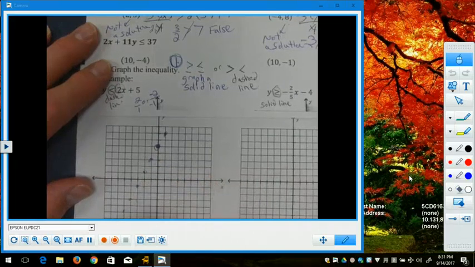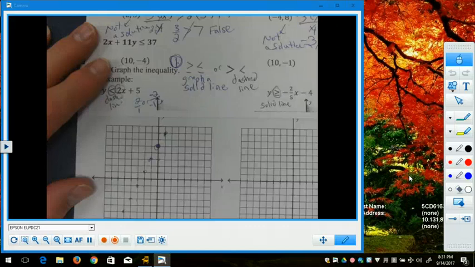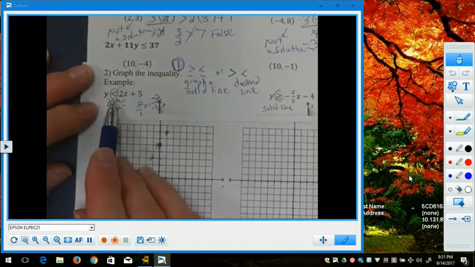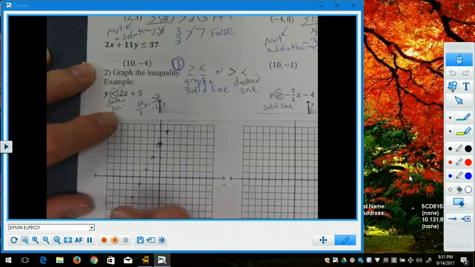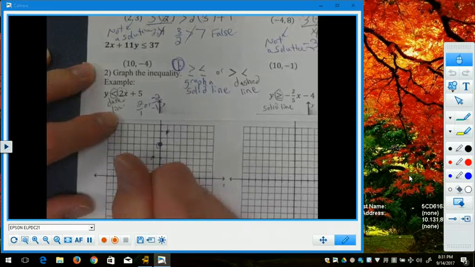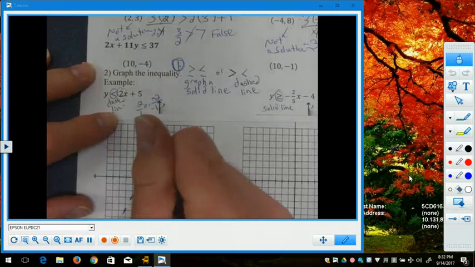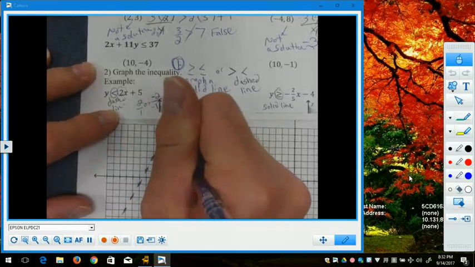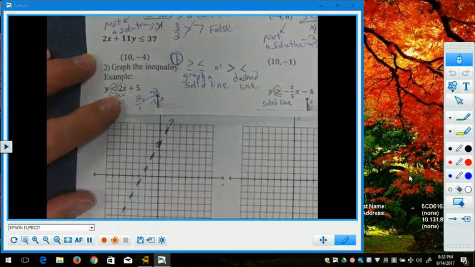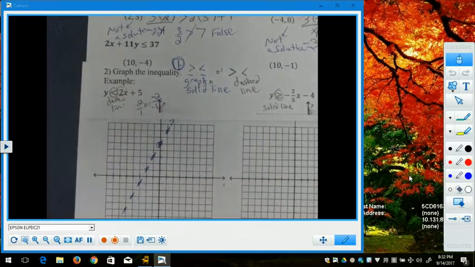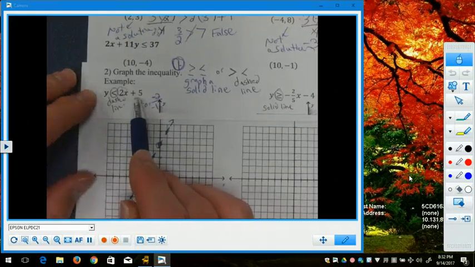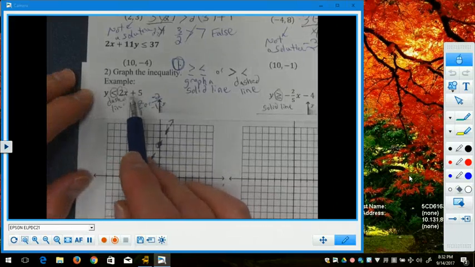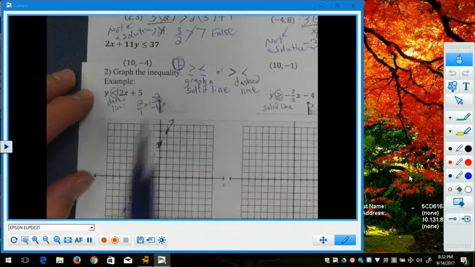Keep doing this till I'm to the end of my graph that I can do it for. Because of it not having equality, I'm supposed to use a dotted or a dashed line. So through each one of those points, I put my dotted or dashed line. This means that any point on that line is not actually a solution, because any point on that line makes the left and the right side of our inequality equal. And they're not supposed to be equal. The right side is supposed to be strictly greater.